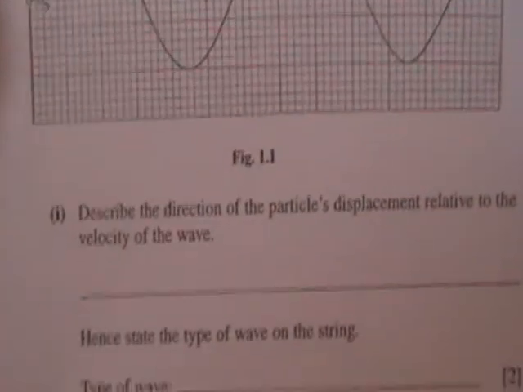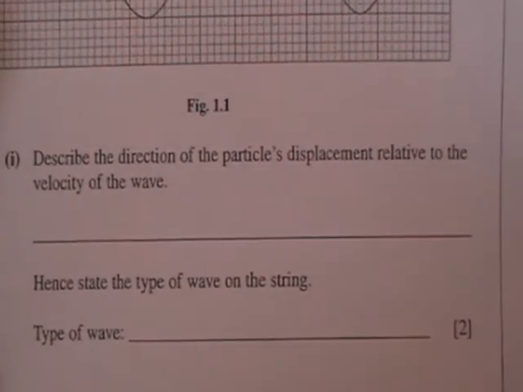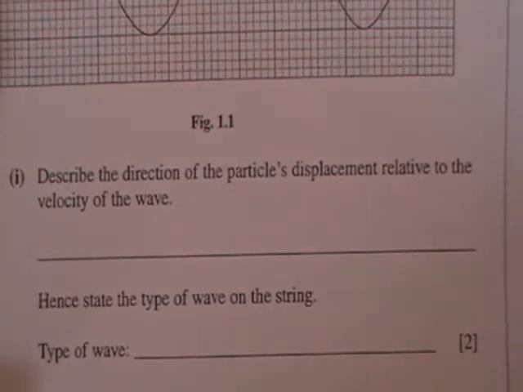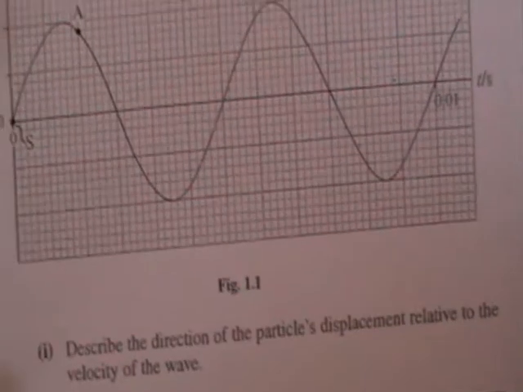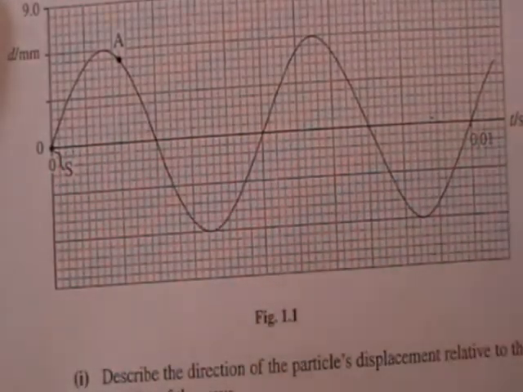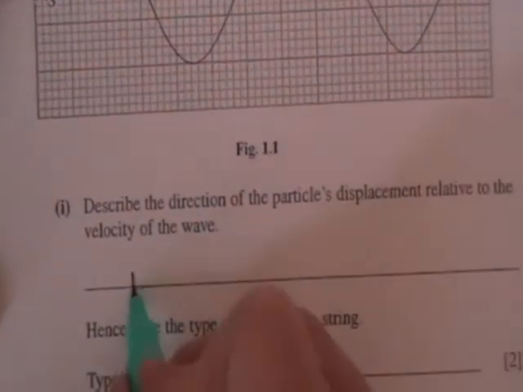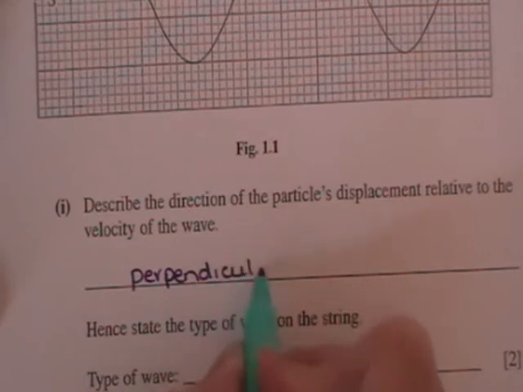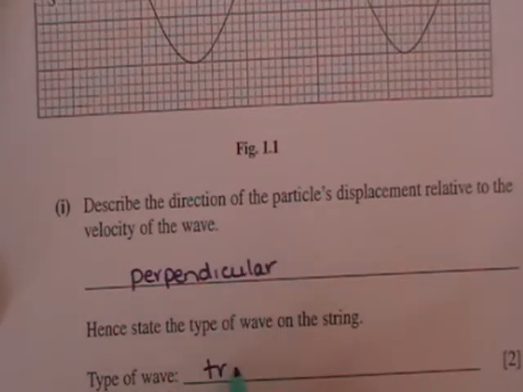So part 1 says, describe the direction of the particle's displacement relative to the velocity of the wave. You can see that the displacement is at right angles to the direction that the wave's travelling in. So the direction of the displacement is perpendicular, and that suggests that this is a transverse wave. That's the next answer to the question: the type of wave on a string is transverse.